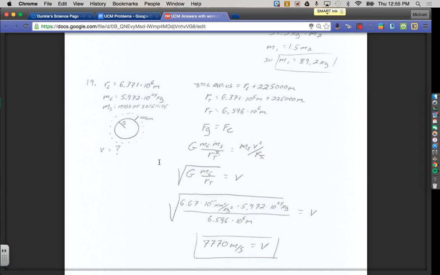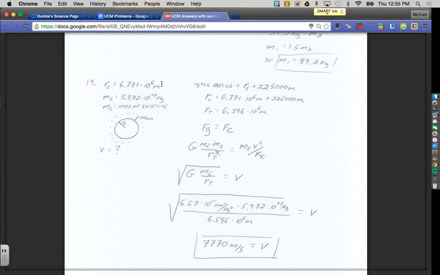Moving down to number 19. A satellite is in low Earth orbit and is 225,000 meters, or 225 kilometers, above the surface of the planet. How fast is this going, or what is the orbital velocity?